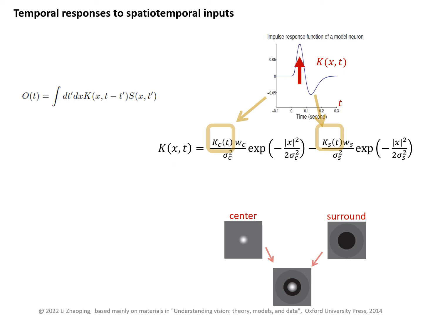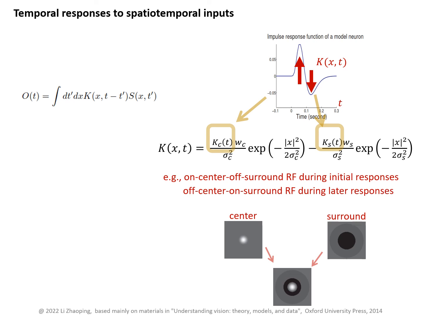Also, each filter changes sign from positive during early time t to negative at later time t, and this means that this receptive field could act like an on-center, off-surround receptive field in its initial response to visual input, and then act like an off-center, on-surround receptive field in its later response to visual input.